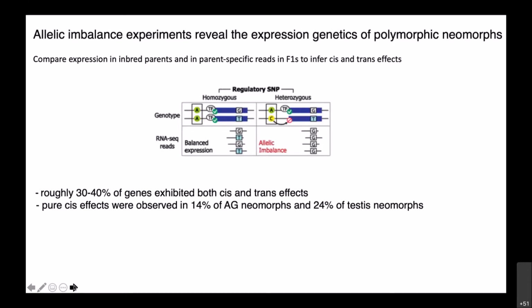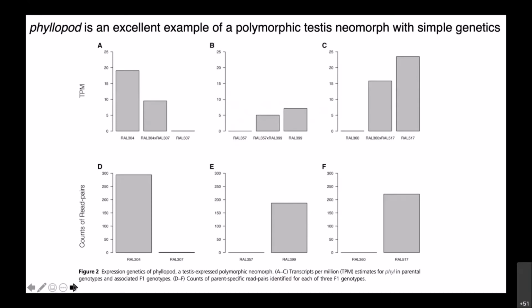And what I want to do now is show you data from one of these really interesting polymorphic neomorphs, phyllopod. These 3 columns of data represent data from A and D, which is one pair of inbred lines, B and E, a second pair, and C and F, a third pair of inbred lines.